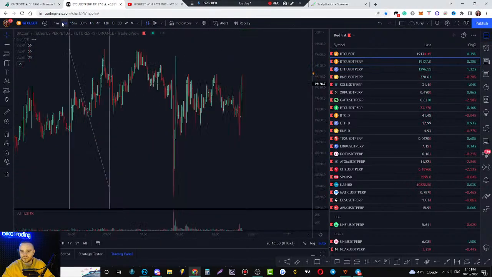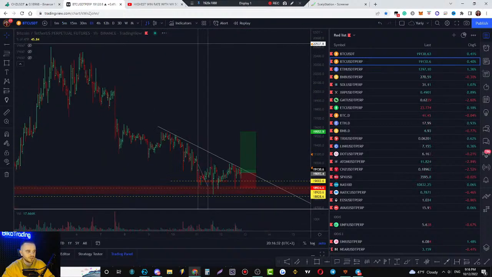BTC is really close to breaking this trend line. If BTC would not break it, I would say maybe it would be time to stop trading BTC for some few days. Okay, 10 BTC.